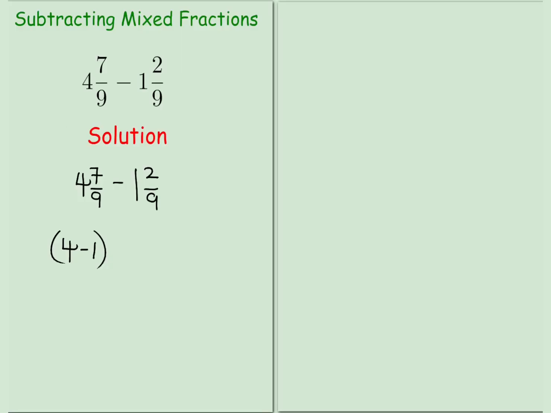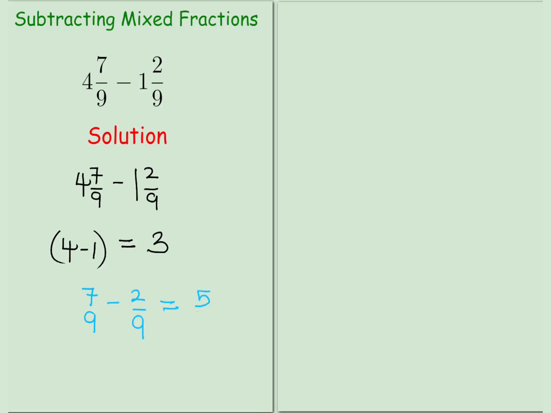Then that is for the whole number. So 4 minus 1 gives us a 3. So we have 3 whole numbers in advance. And for the second one, we have 7/9 minus 2/9. These here are like fractions. So we have 7 minus 2, which gives us a 5.